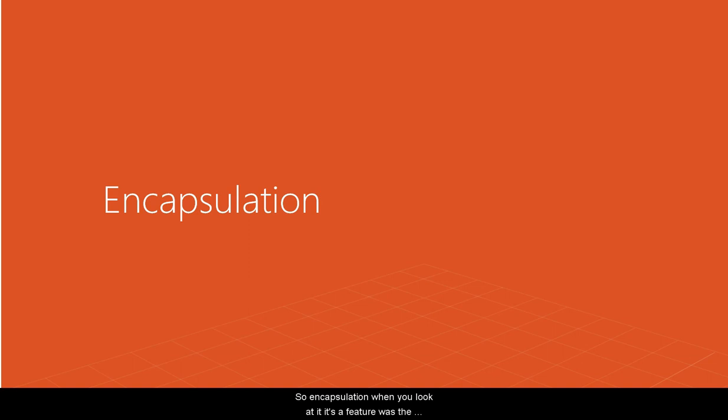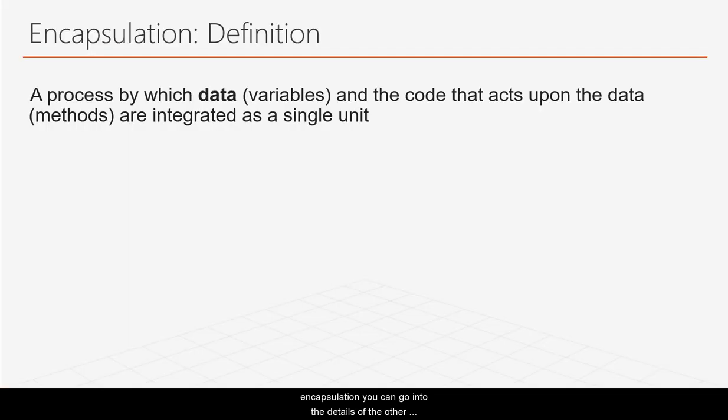So encapsulation, when you look at it, it's a feature. This is the first feature we always have to look at when we consider object-oriented programming. Encapsulation is the fundamental OOPS paradigm. After you understand encapsulation, you can go into the details of the other features of OOPS. What is encapsulation? By definition, encapsulation is a process by which data and variables, basically the state, and the code that acts upon the data, the methods, are integrated into a single unit. This is the textbook definition.